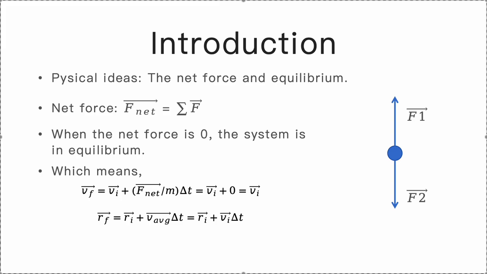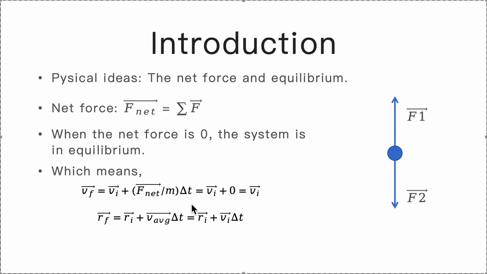So from the physical idea, the object will move with constant velocity if the net force is zero. The net force is just the sum of all forces acting on the system. For example, in this graph, the F1 and the F2 negate each other, making the net force just equal to zero. And when the net force is zero, the system is in equilibrium.